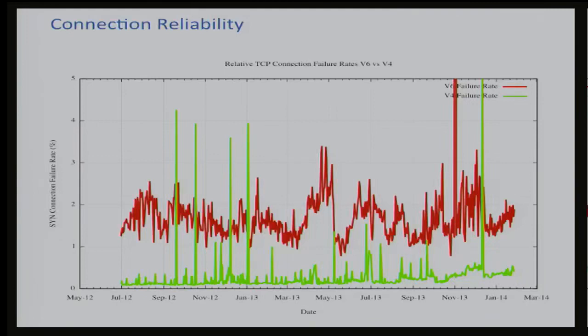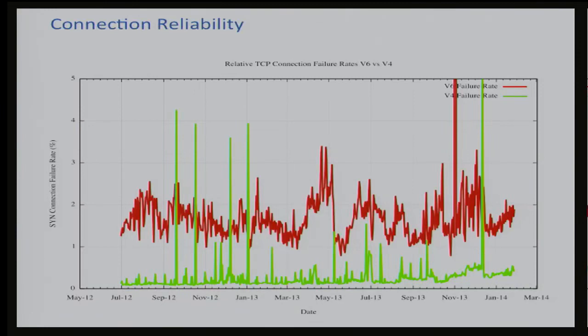So I start to measure this every day. Since July 2012, I measure this. Red is v6, green is v4. v4 has a failure rate, and that's predominantly, as far as I can see, bots and scanners who send me SYNs on port 80 just to see if I'm alive. They don't bother completing the handshake because they don't care. They just want to see if I've got something on that address on port 80.